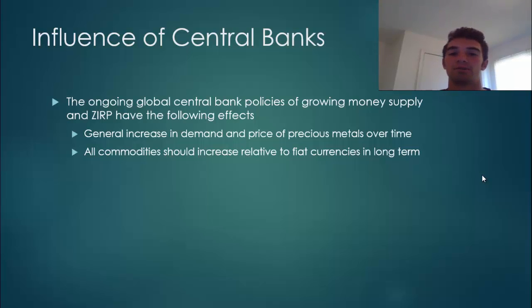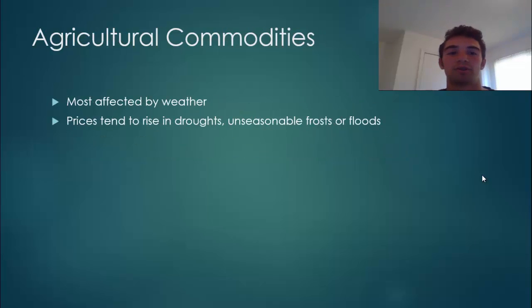Those are just promises by a government. And when the supply of those continues to go up, people are going to take more utility in having precious metals, and those are expected to increase in the long term. And all commodities at this rate are expected to increase relative to the fiat currencies due to the central bank policies.